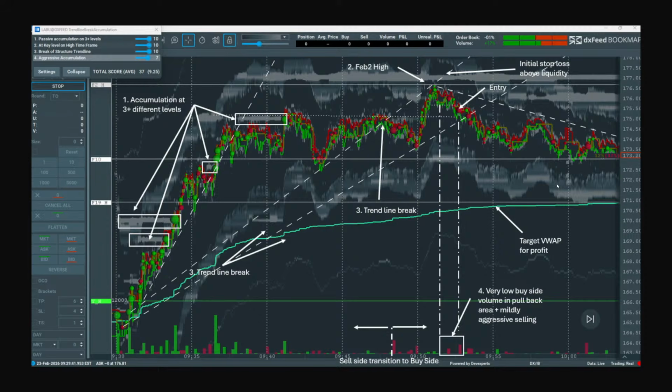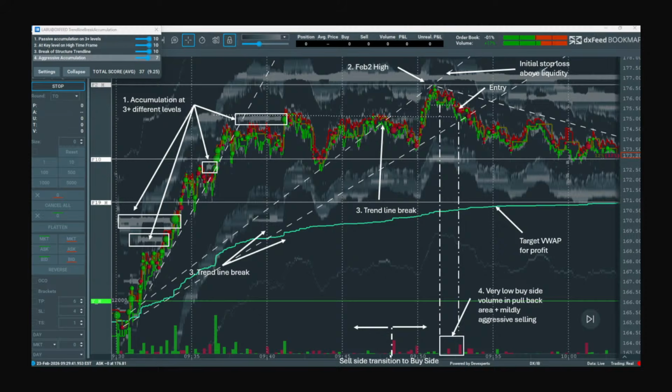But, yeah, I've also heard you in some of your webinars, Bruce, talk about this transition from the sell side to the buy side. So at the bottom of the picture, that's where it just felt like you could see that transition happening.